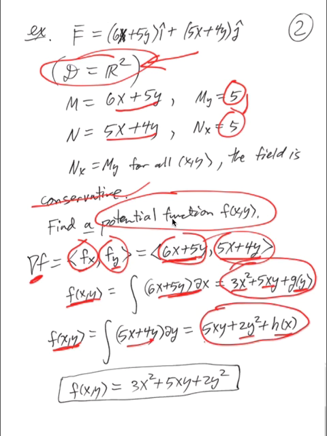Now remember, it's important to remember that g sub y is a function of y alone. So g sub y couldn't correspond, for example, to the 5xy. All right, well, here's the idea.